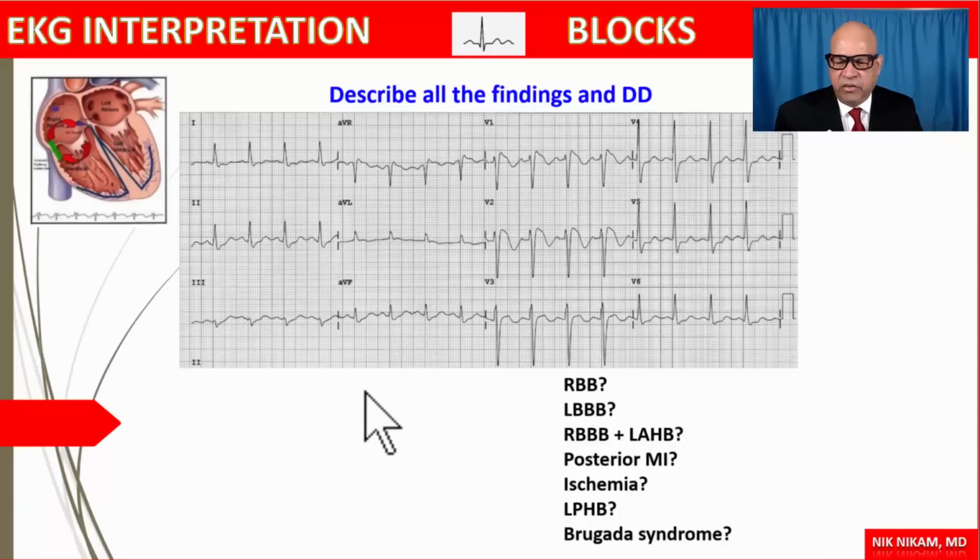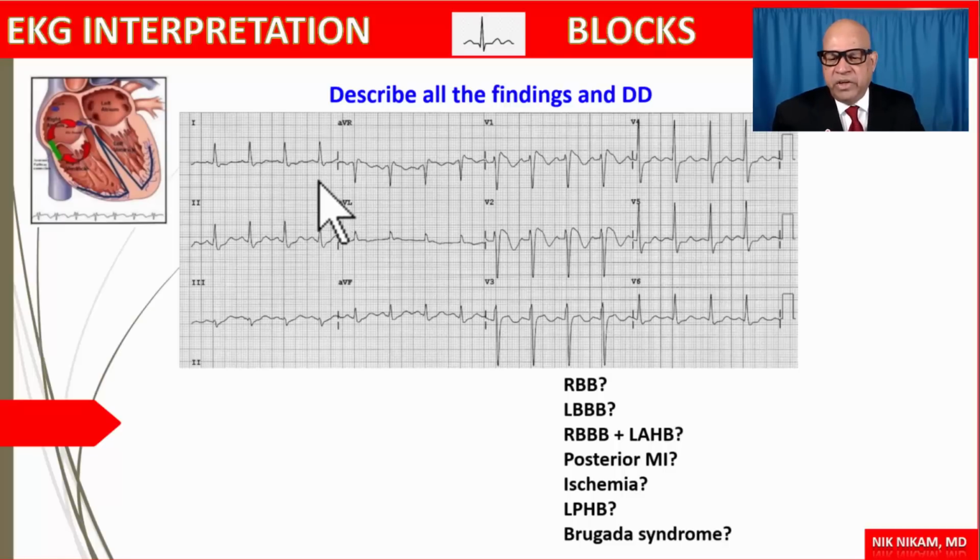Okay, here is a tracing. Just take a moment, pause the video, and write down all the findings. That is the only way we are going to learn to meticulously document all the abnormalities so that we can put all the pieces of this puzzle together and come up with a composite diagnosis. When you are writing a cardiology EKG section, all the findings are more important than the composite diagnosis because they want to make sure that you identify every little abnormality on the electrocardiogram.